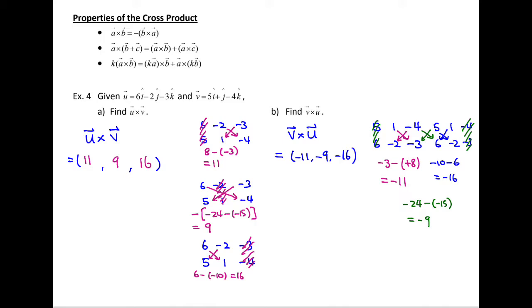As you can see, U cross V and V cross U are not the same. They are opposite vectors. Therefore, we write A cross B equals to -B cross A.